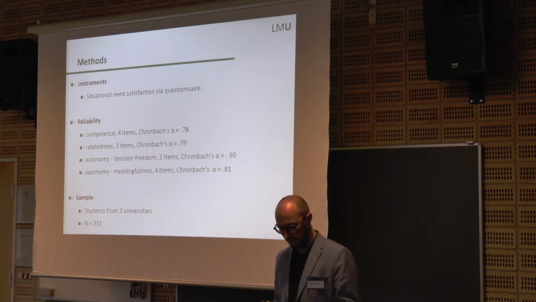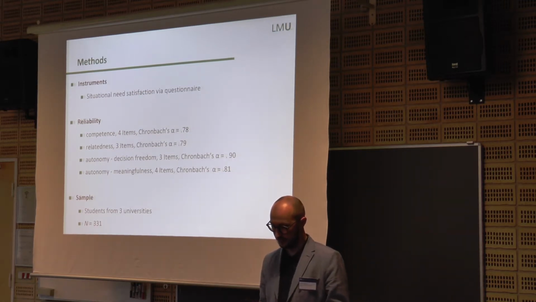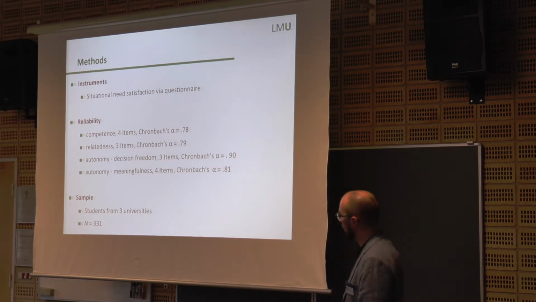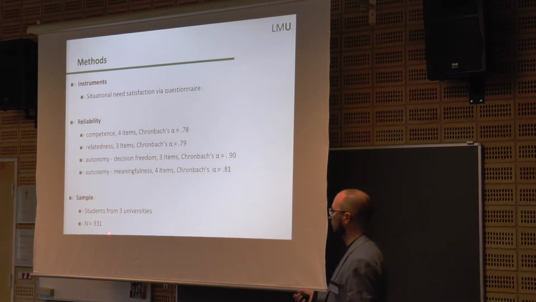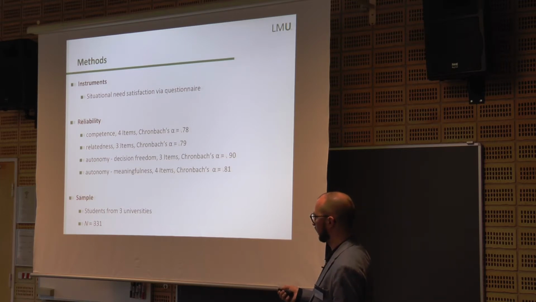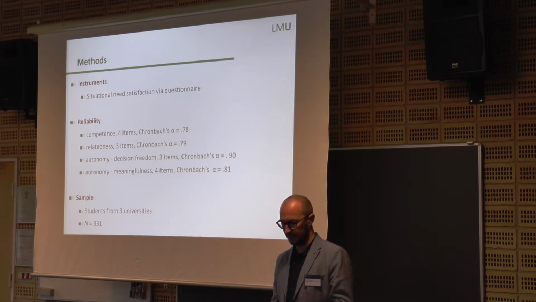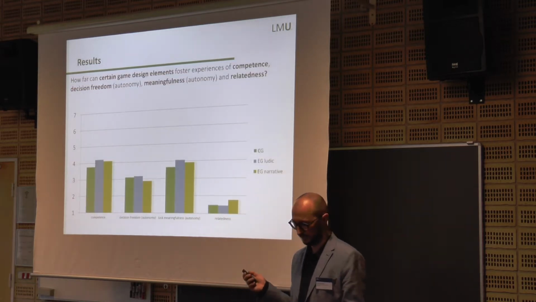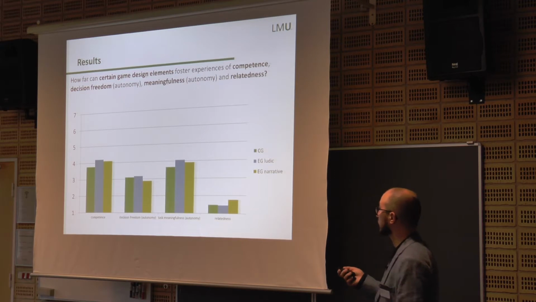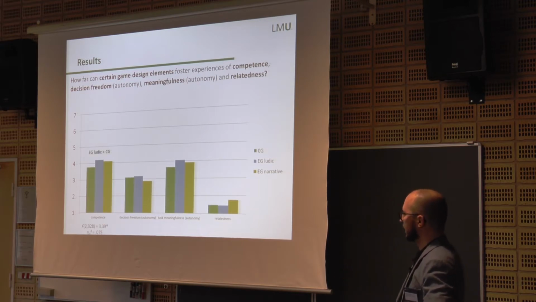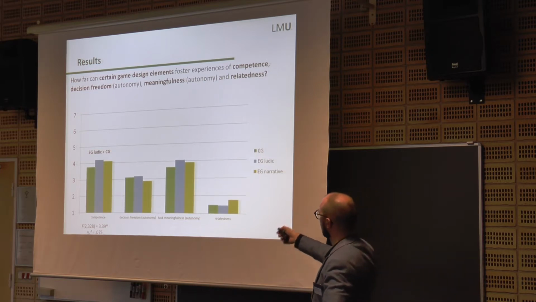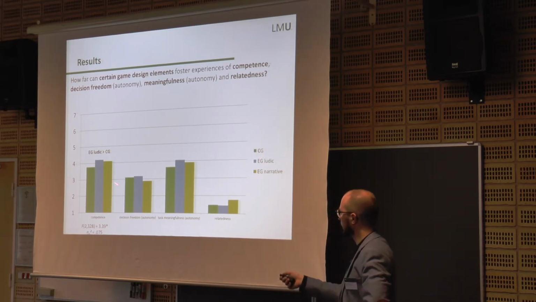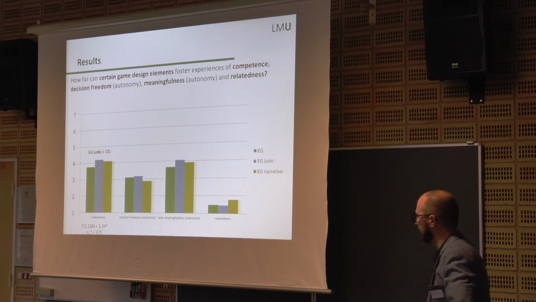Again, we used the same psychological need satisfaction questionnaire, with again good or acceptable reliability measures. This time we did that with students from 3 universities, and we had 331 students participating. Let's get to the results. Here again, we have the control group in green, the ludic group in blue, and the narrative group in yellow.